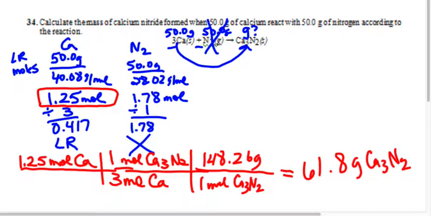Okay, where am I going to start, Morgan? Start with calcium and stoich over to get the grams of nitrogen, and then subtract from the original 50 to figure out how much is left over. All right, muy bueno. Y'all have this stuff down so far. Okay, ready to move on?